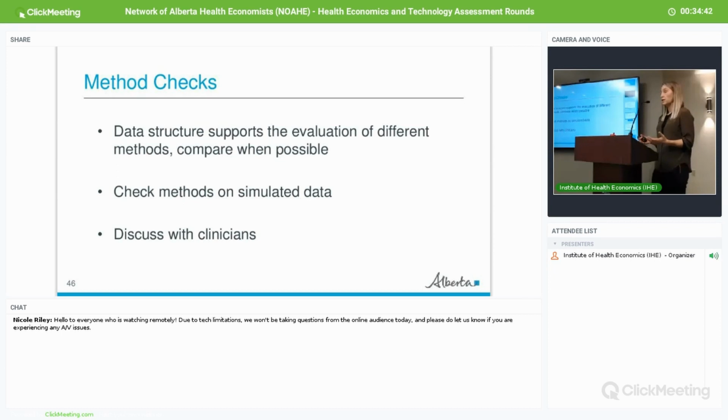And actually, it's a great way to make a contribution to compare methods. So if you can use better methods, also do the poor ones so you can tell other people about it. I would say check your methods on simulated data.